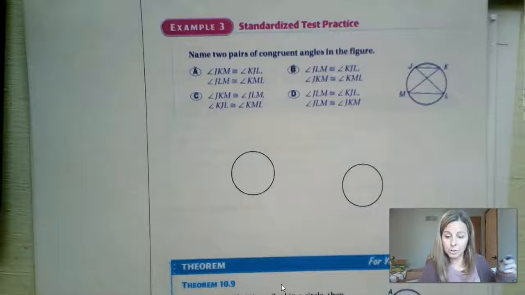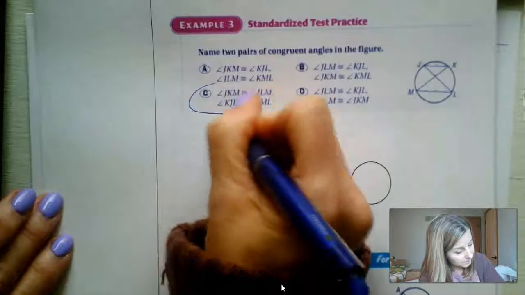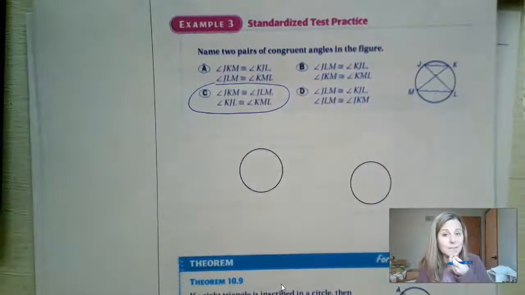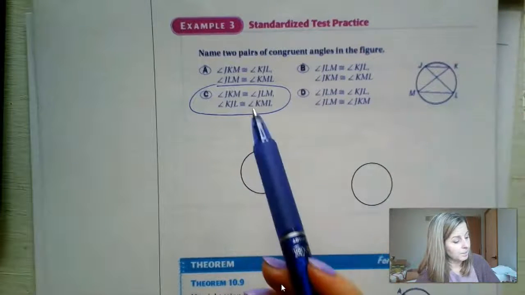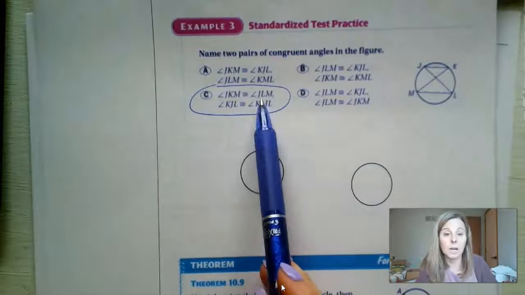Okay, you should have picked letter C. So if you go through, I would probably draw all over this picture because you're trying to identify which angles go with which arcs.